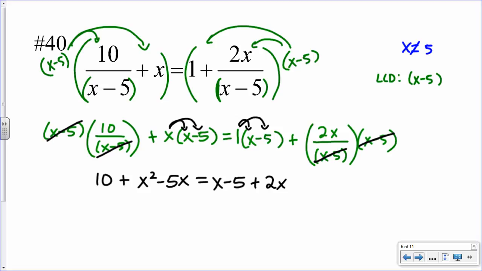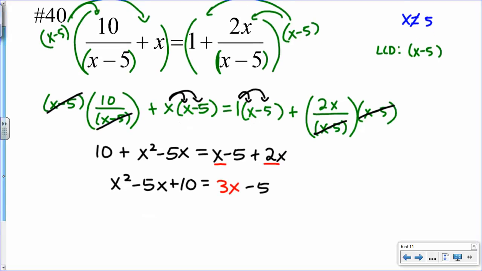So I see that I have x squared. I have a quadratic. When you solve a quadratic, you want one side equal to 0, and you want the x squared term to be positive. So I'm going to move what's on the right to the left. But let me clean this up a little bit. Let me first arrange the left in standard form, and let me combine like terms on the right. So that's 3x minus 5.